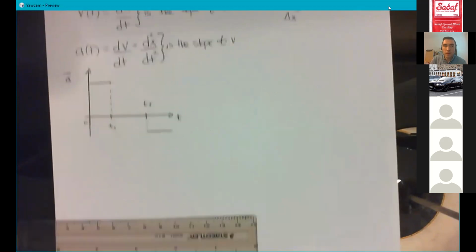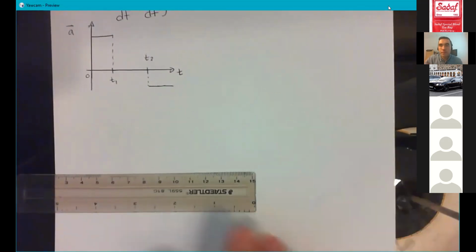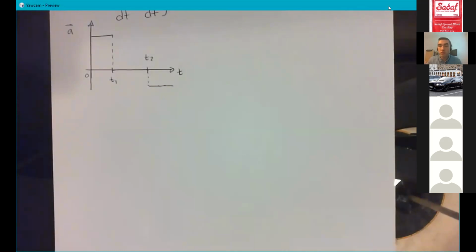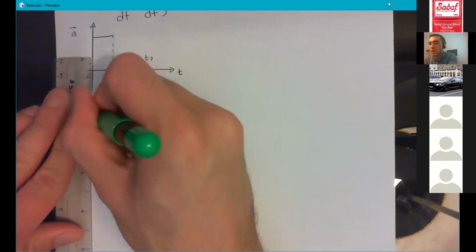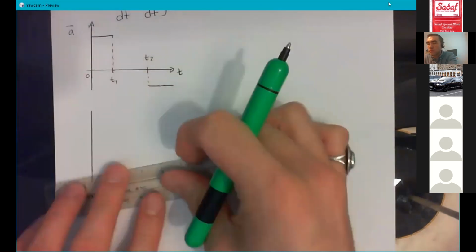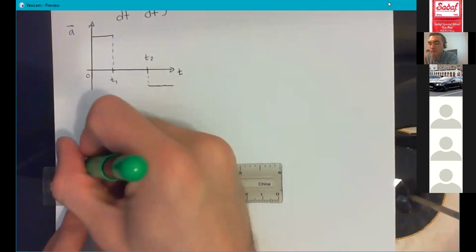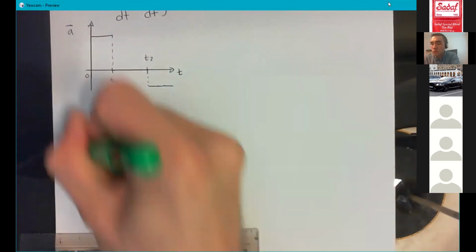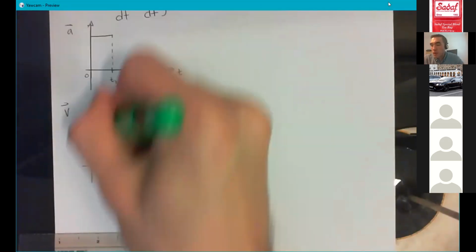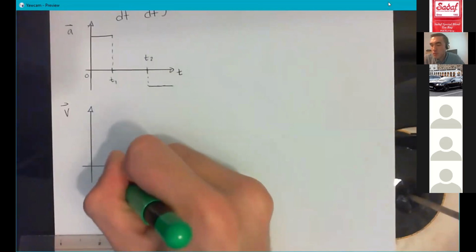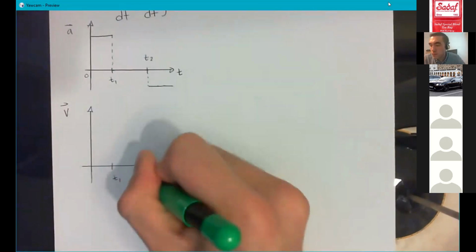Believe it or not, this is enough information to produce the graphs of velocity and the graphs of position. Let's start off by graphing our velocity function. To do that, I'm going to replicate the exact same time intervals. So we want to figure out what is the graph of velocity versus time. All that's important is that I have the same time interval sets. So time 1, time 2.